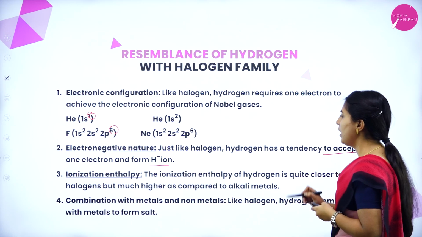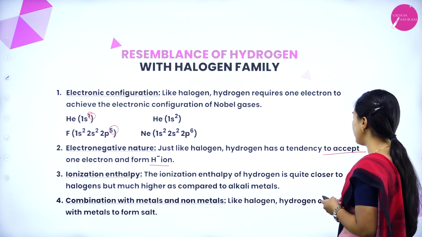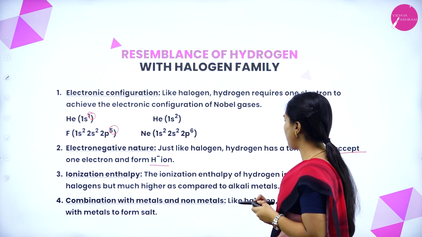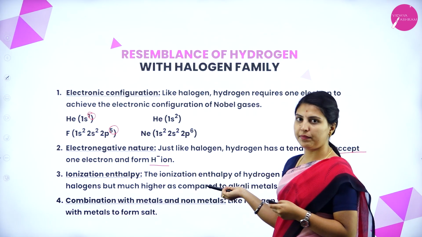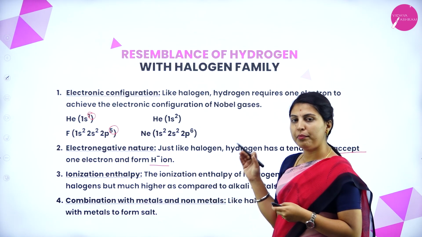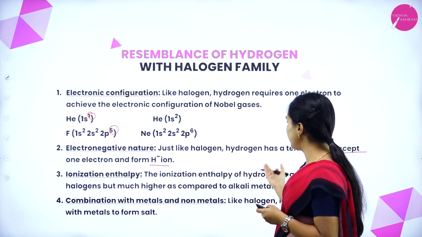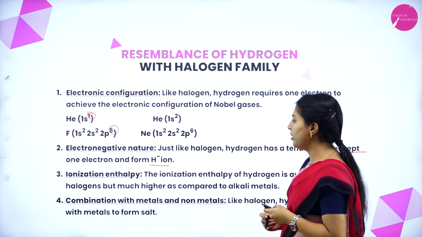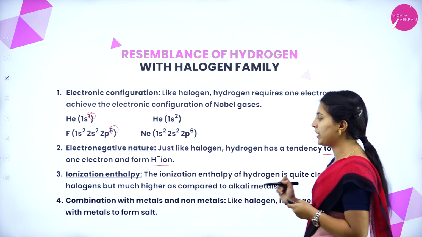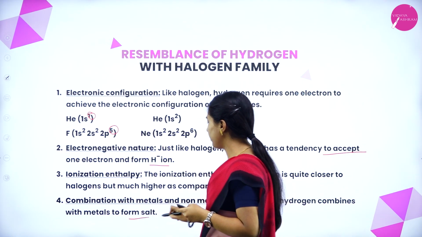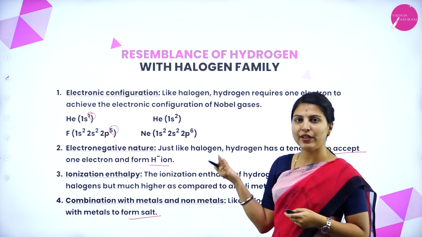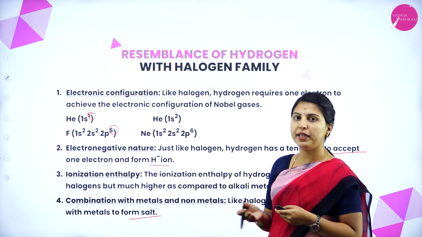Ionization enthalpy. The ionization enthalpy of hydrogen is quite close to that of halogens but much higher compared to alkali metals. Ionization enthalpy is similar to halogens but higher than the alkali metals. Combination with metals and non-metals: like halogens, hydrogen combines with metals to form salts. Usually hydrogen will combine easily with metals or non-metals.